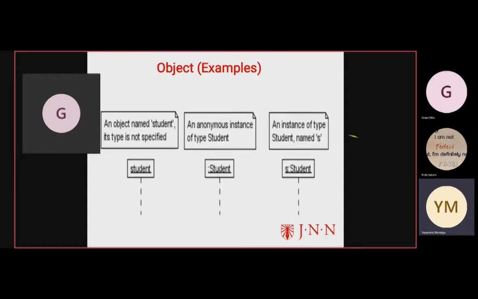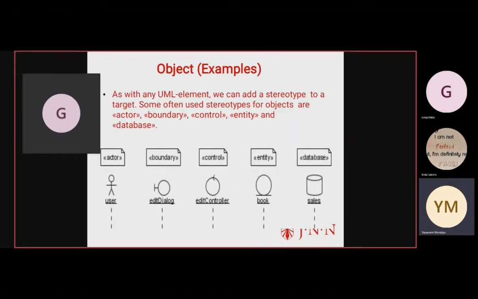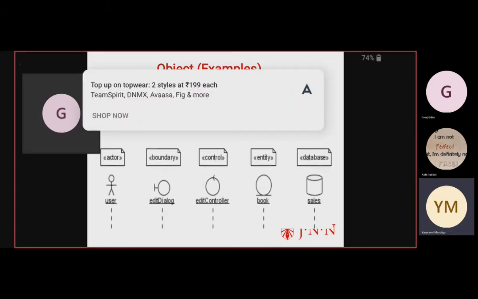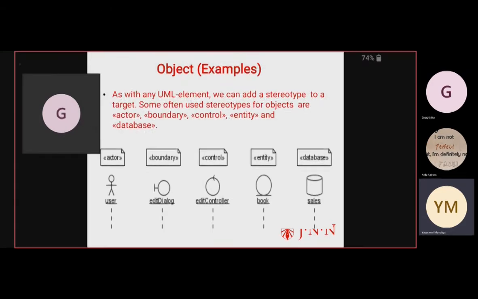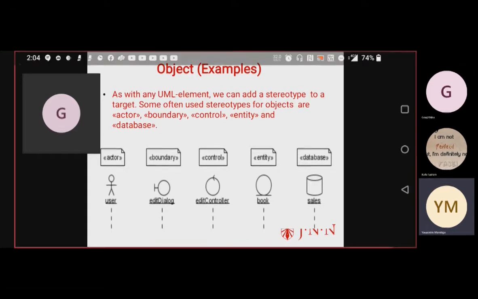Coming to the objects, as with any UML element, we can add a stereotype to an object. Often we use stereotypes for objects. How do we define them? The user is taken as an actor, the edit dialog is taken as a boundary, the edit controller is the control, the entity is taken as the book, and finally we have the database.